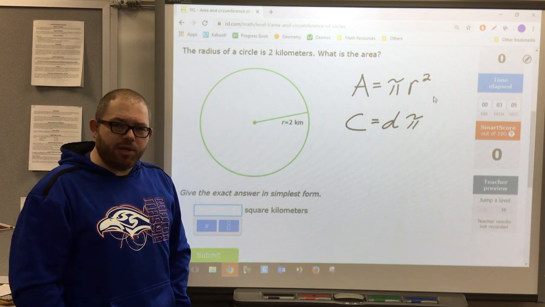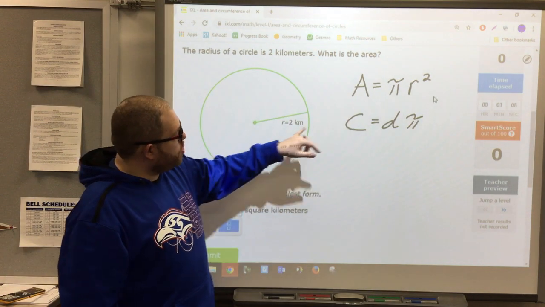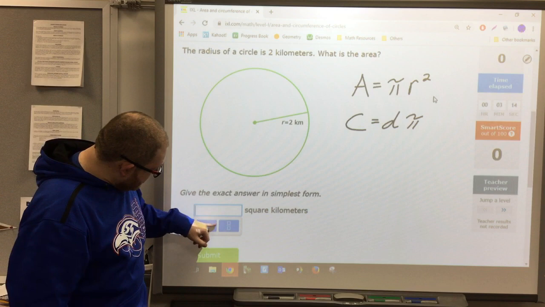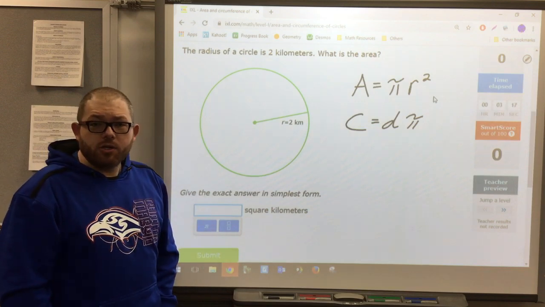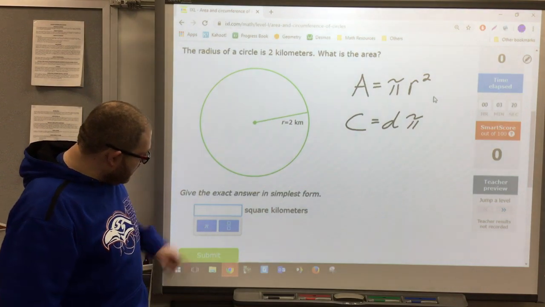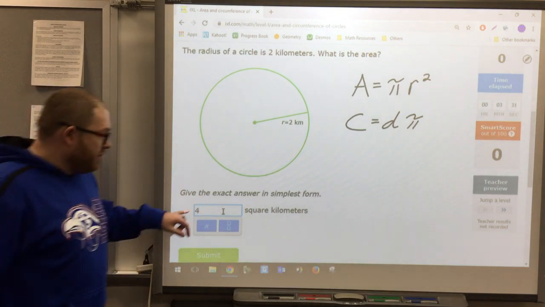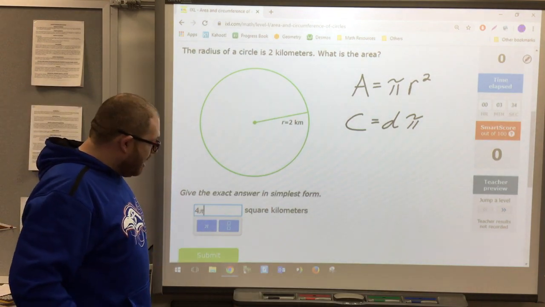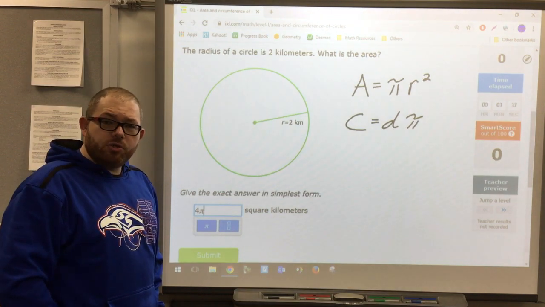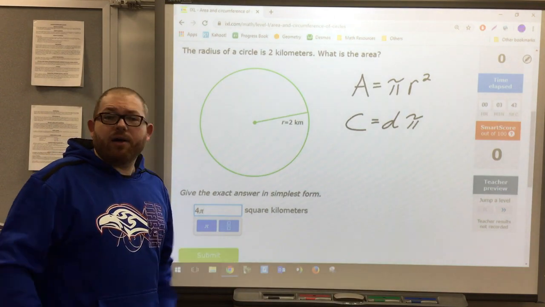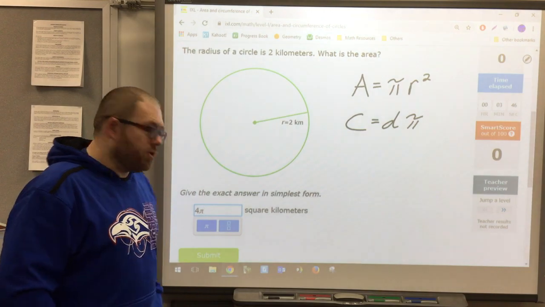Here's how they want you to type in your answer. Since the radius squared is 4, after we type in the number 4, you're going to see that there's a button here for pi. So we're going to type in 4, and then we're going to click on the pi button. So you can see I've typed in 4, and now I'm going to click on pi. I'm not going to multiply those two numbers together. I'm going to leave that as my answer.